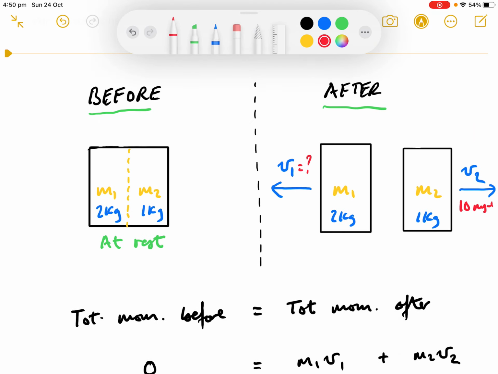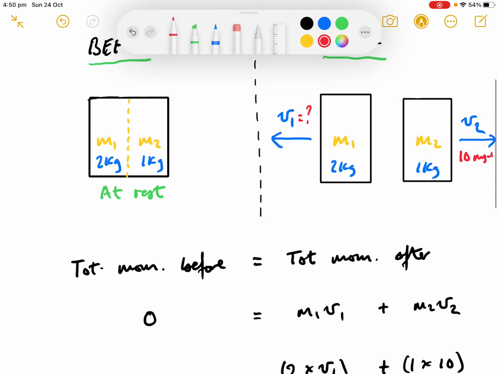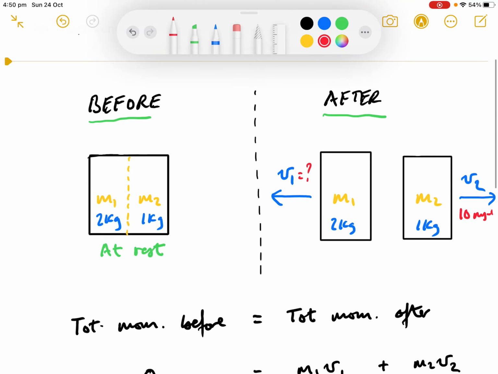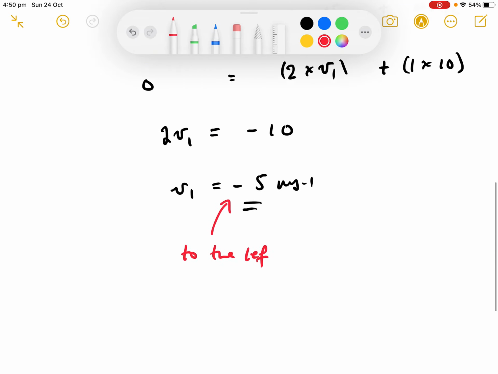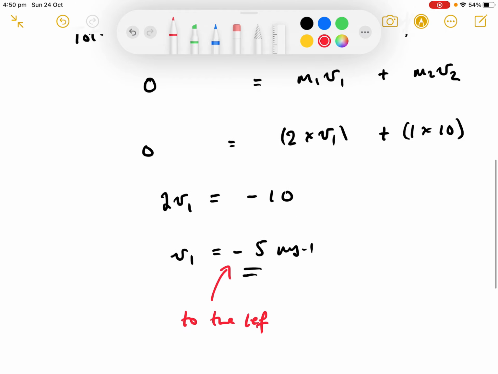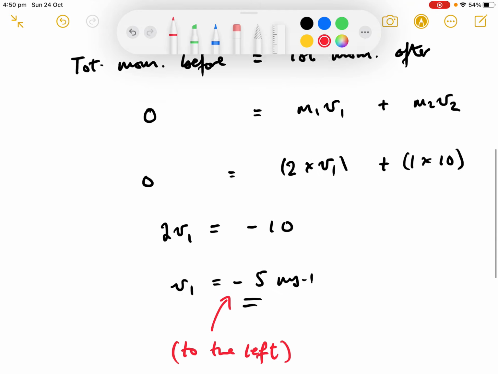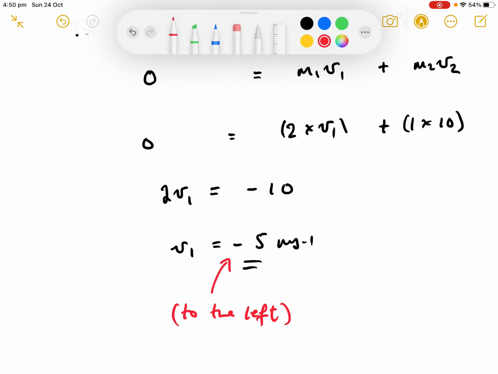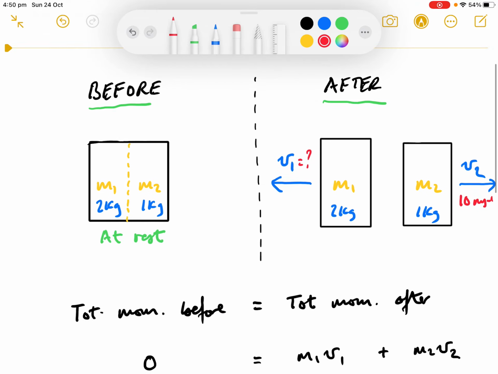And as you can see, mass 1 must indeed go to the left. Therefore, to the left is negative, to the right is positive. So that's why it's got that negative velocity to the left. When you're giving your answers, give the minus sign. So say V1 is minus 5 meters per second, and I would put brackets, i.e. to the left. And that's quite simply how explosions work.